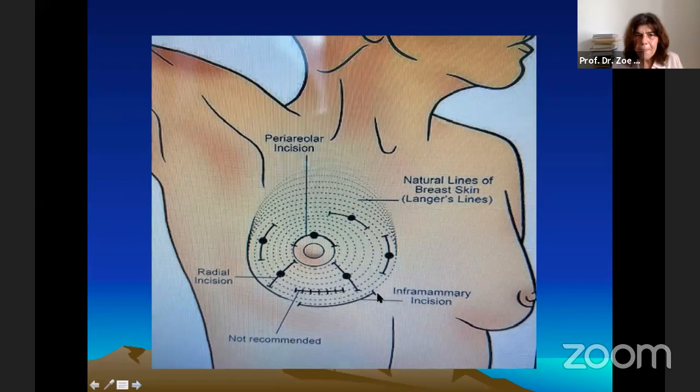It's an example here with Langer's lines and where the incision goes. Look at this at the inferior half. You never do this incision.